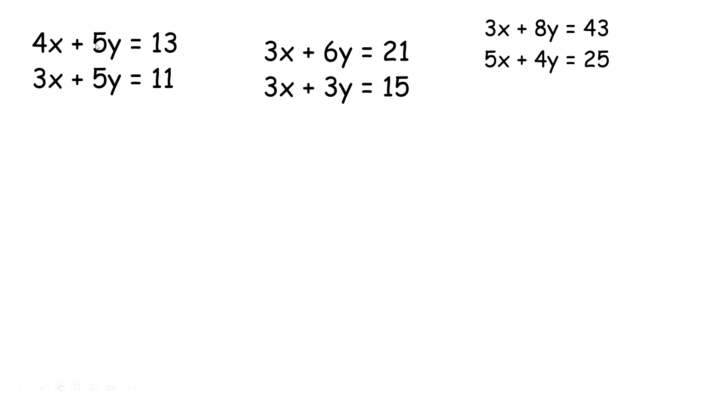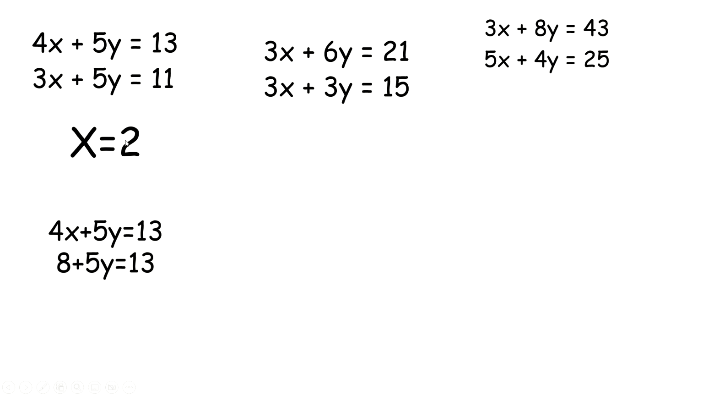So the first one, we've already got a common number, 5y. So we minus one of the equations. I chose the bottom one, which gives us x equals 2, because 13 minus 11 is 2. 4x minus 3x is x. 5y minus 5y is 0. So then we substitute. 4x plus 5y equals 13 is the equation I've chosen.